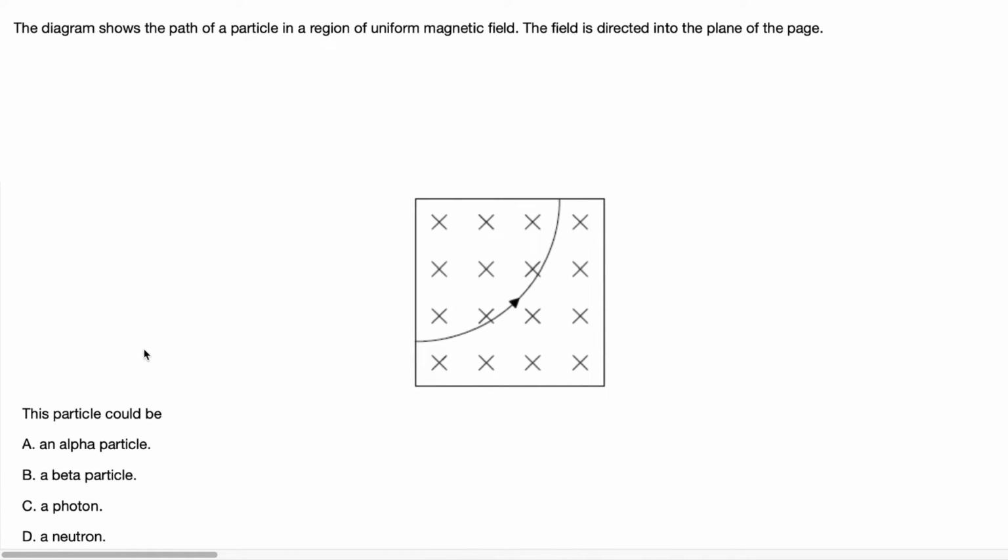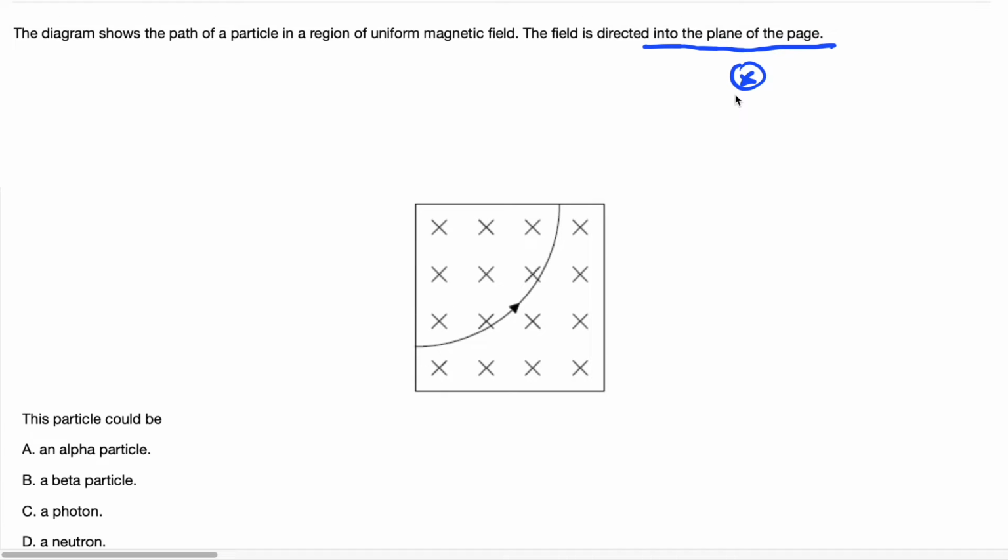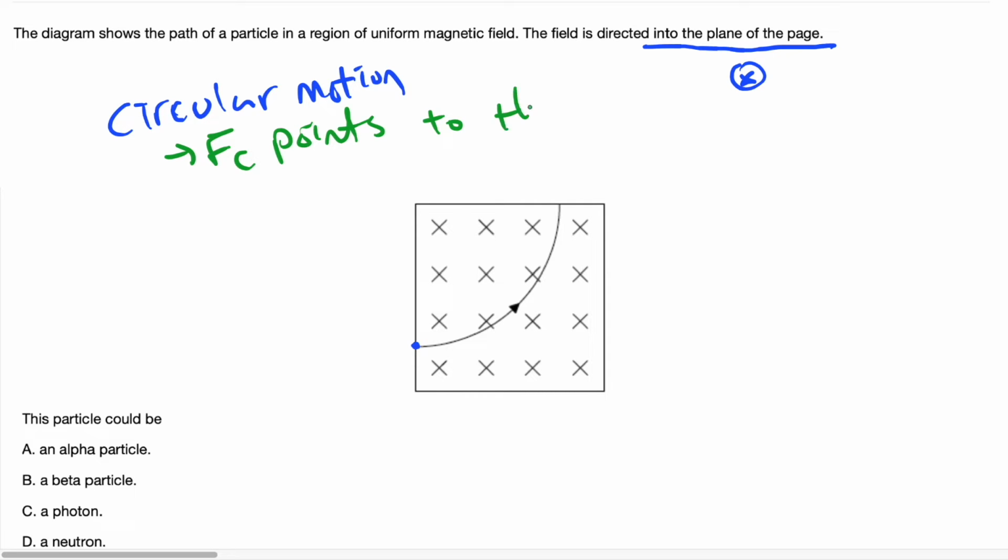The diagram shows the path of a particle in a region of uniform magnetic field. The magnetic field is directed into the plane of the page. The particle should be Y. So this is a very classic problem, and how you solve it is very simple. So assuming the particle is here, we know that it is in circular motion, which means that centripetal force points to the center. So here, the force will be in this direction, right?